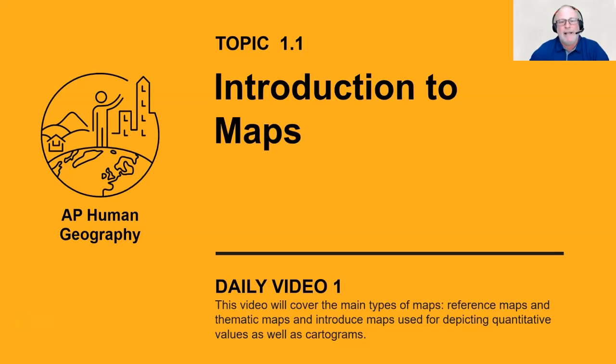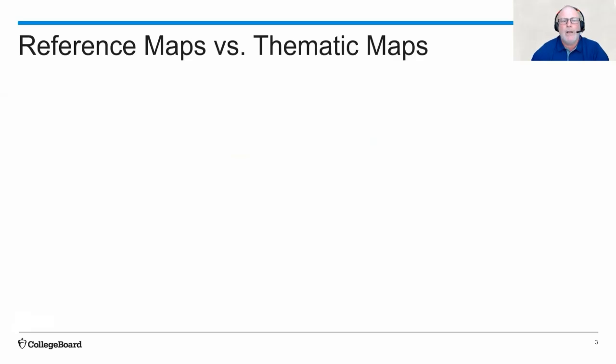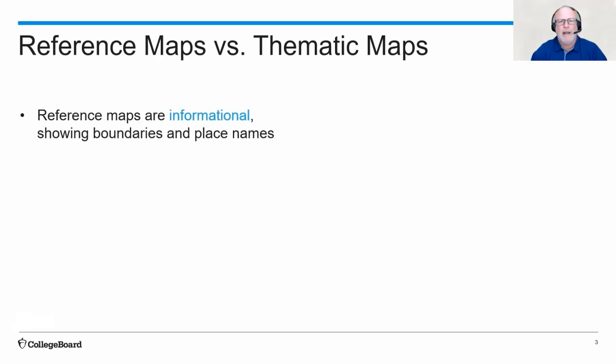We're on APE Daily, we're going to start with topic 1.1, Introduction to Maps. So what are we going to learn in this video? Basically, I want you to know that there's 2 generalized kinds of maps that we use in our class, reference maps and thematic maps. Reference maps are called reference maps because they are informational. We refer to the map to get information.